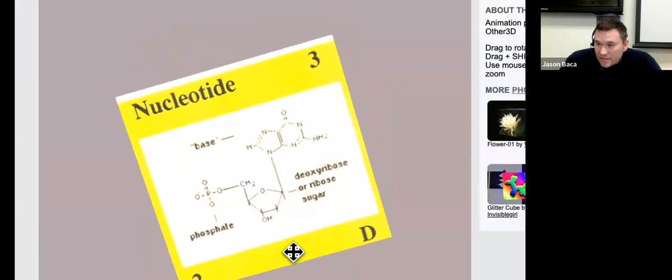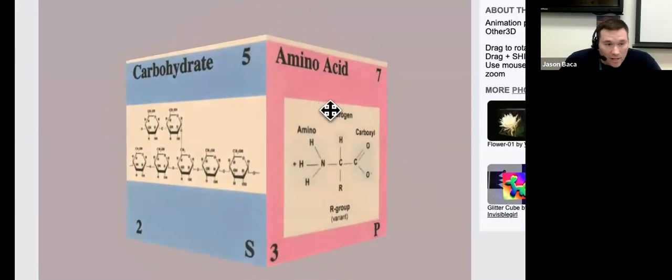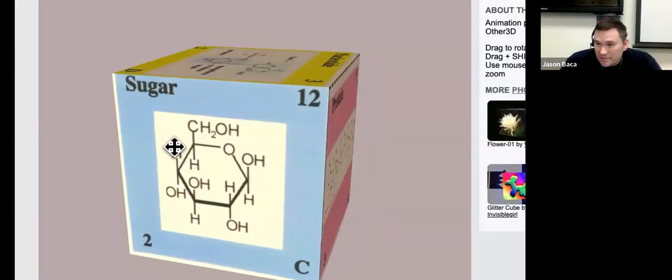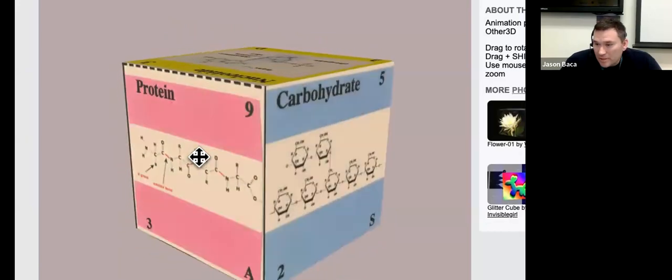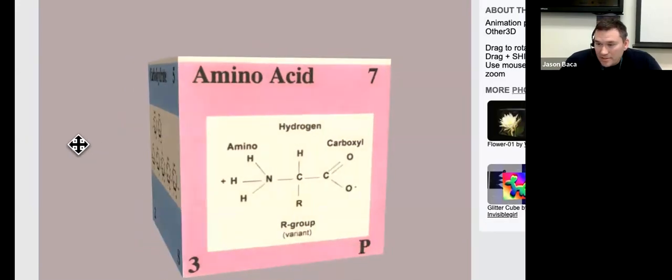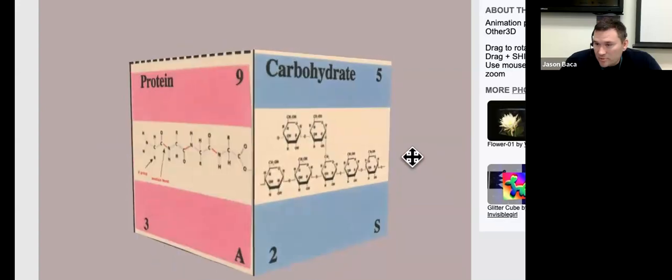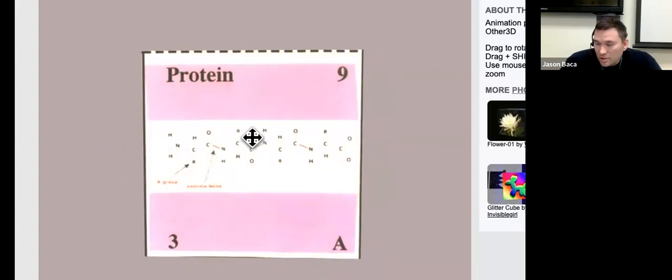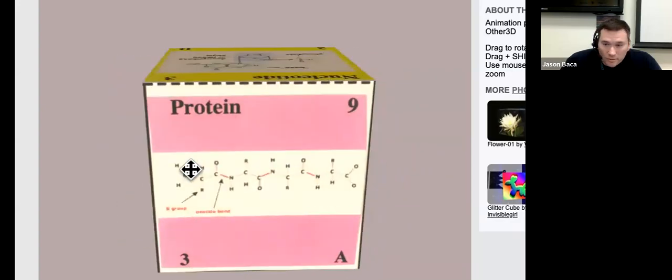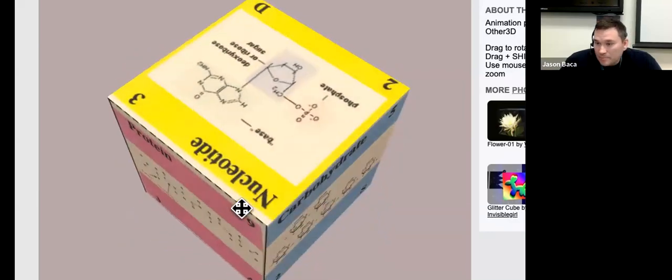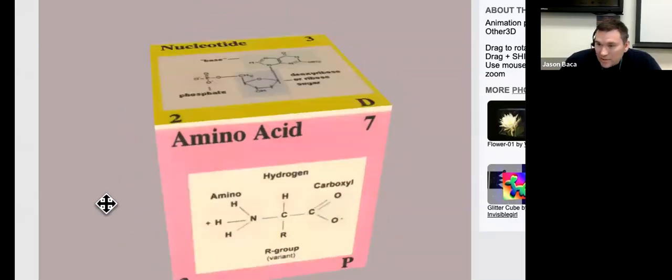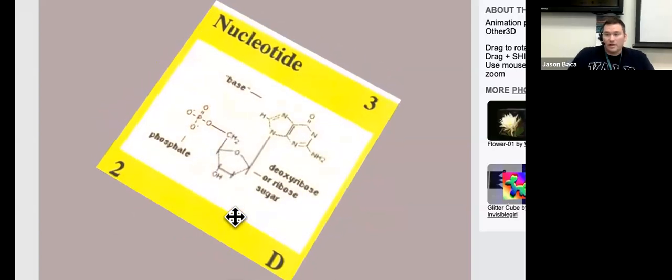So on each of these, they have a name of some sort of monomer, right? The piece that makes up the polymer, the bigger piece. So you can see amino acids on one side, and on the other side is protein. On one side, it's carbohydrate. On the other side, it's sugar. And then on the top, it says nucleotide. And then on the bottom, they have to figure out what it says.